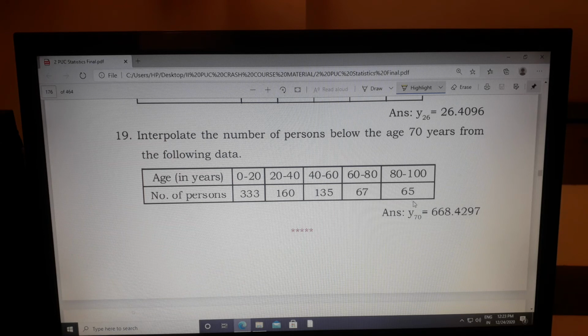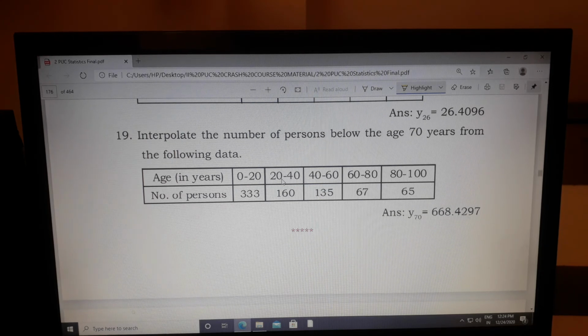Here, find the known values up to the fourth leading difference you will be getting. Take all the initial values. X is 70 minus 20 divided by 20, the class width, you will be getting X, the value which is to be interpolated, 70, minus the value at origin, this has been converted to less than 20, that means 20. 70 minus 20 is 50, divided by width 20, so 50 by 20 is 2.5, that will be X.